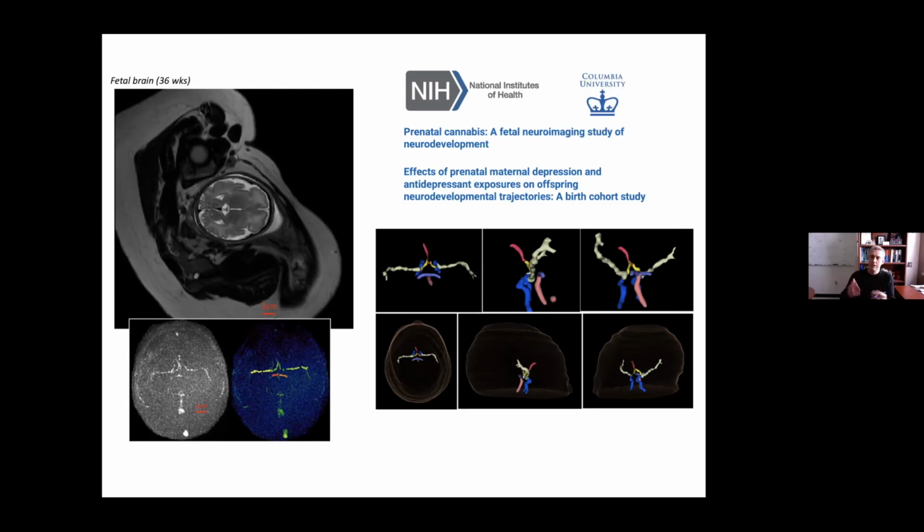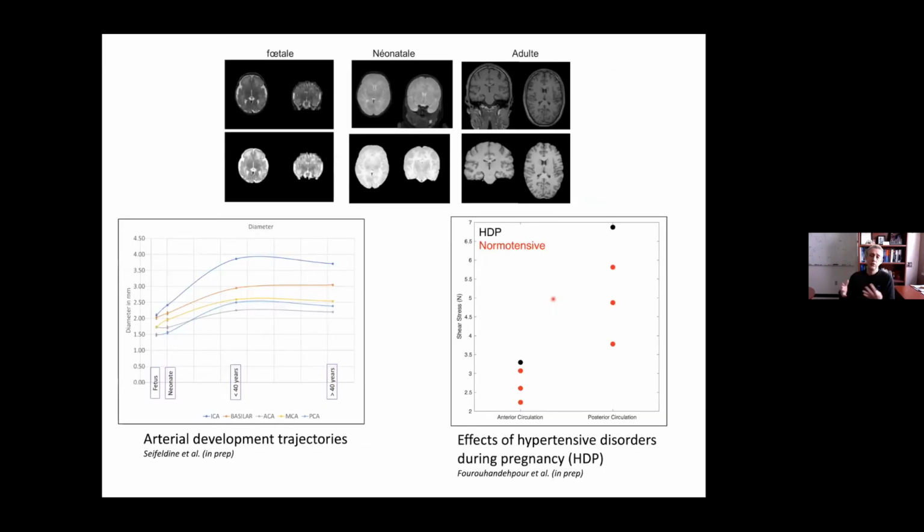So we invite mom in, we scan mom's brain, and we get baby's brain throughout a pregnancy. And then, of course, we follow them later on in life. And so the cool thing about collecting these sorts of data is that you have fetal, neonatal, and adult images. You can now start creating some trajectories of how these arteries develop in life.